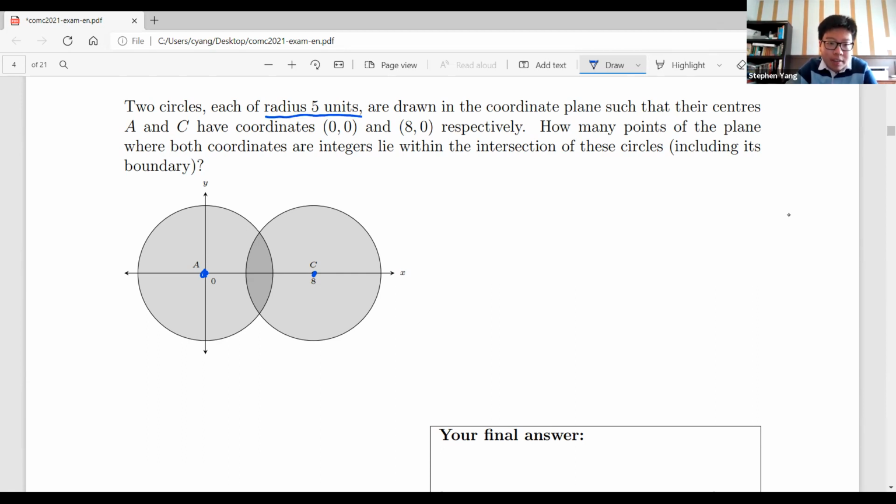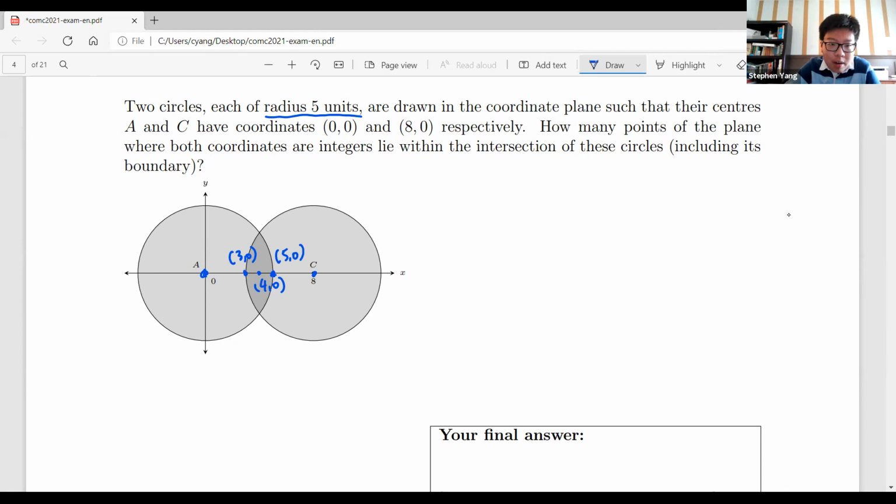So first, let's look at what coordinate is on the circle centered at C. It says the radius is 5 units. So if you go 5 units to the right, you will have this point, which is (5, 0). Also, if you look at this point, this will be 8 minus 5, so this will be (3, 0). We know that these two points are definitely inside this region. Also, there's a point with integer coordinates that is also in this region, which is (4, 0). So we know these three points are inside the intersection region.